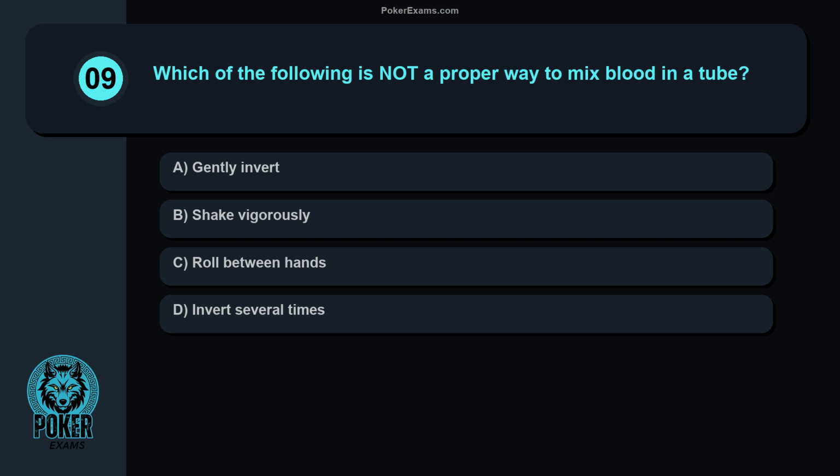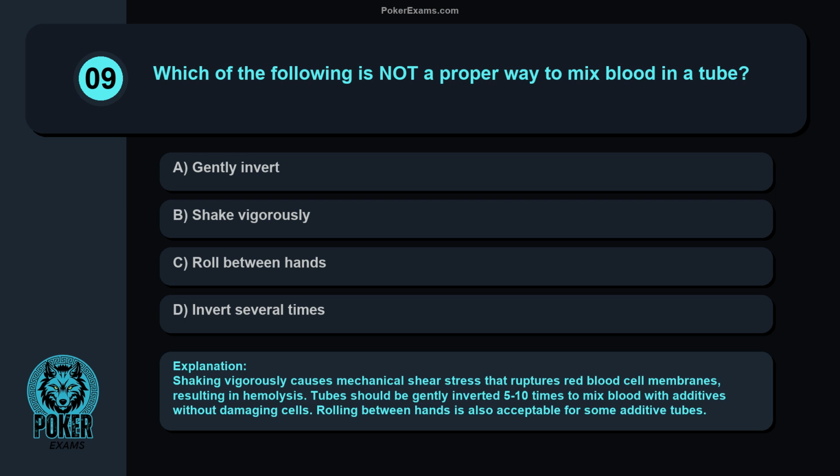Question 9. Which of the following is not a proper way to mix blood in a tube? Gently invert. Shake vigorously. Roll between hands. Invert several times. Shaking vigorously causes mechanical shear stress that ruptures red blood cell membranes, resulting in hemolysis. Tubes should be gently inverted 5 to 10 times to mix blood with additives without damaging cells. Rolling between hands is also acceptable for some additive tubes.